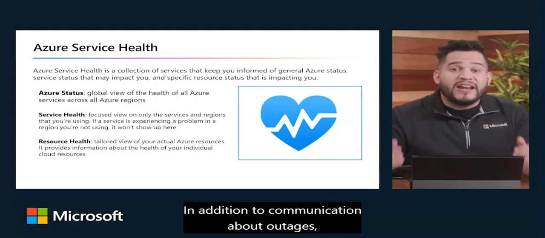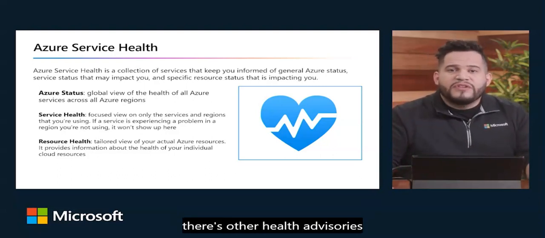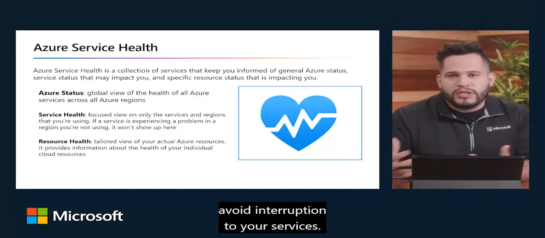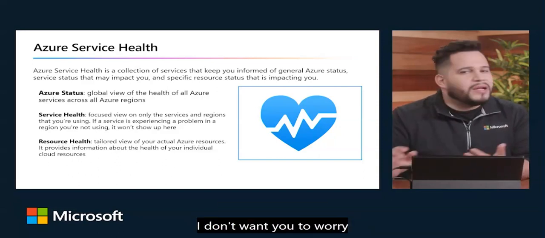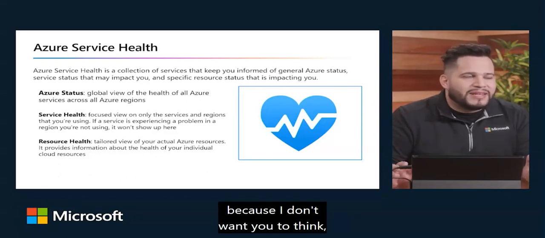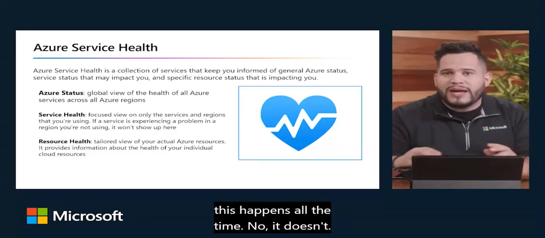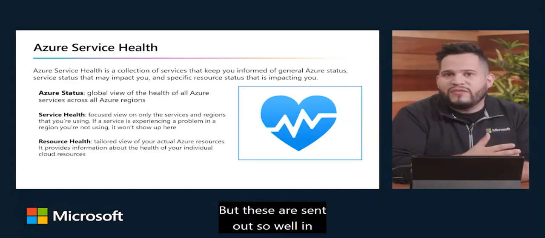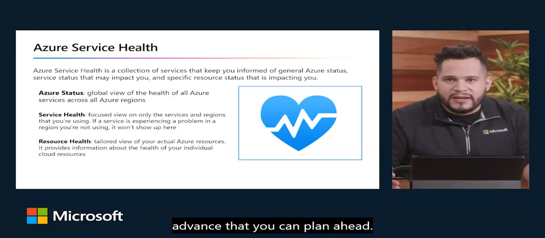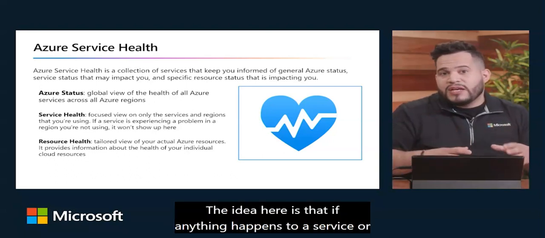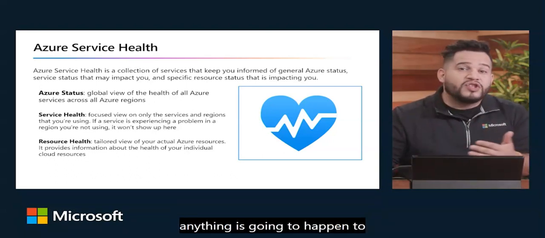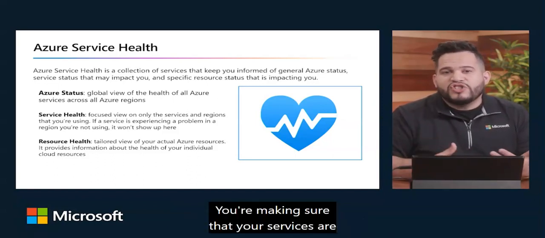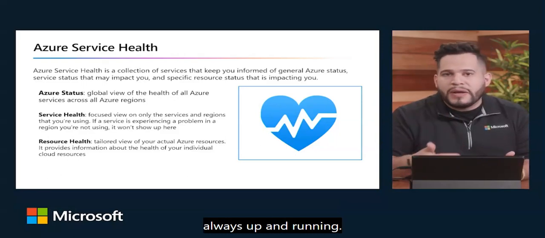And in addition to communication about outages, there's other health advisories that you might need to take action on in order to avoid interruption to your services. I don't want you to worry, because I don't want you to think, oh, this happens all the time. No, it doesn't, okay? But these are sent out so well in advance that you can plan ahead. The idea here is that if anything happens to a service or anything is going to happen to a service, that you're prepared. You're making sure that your services are always up and running.